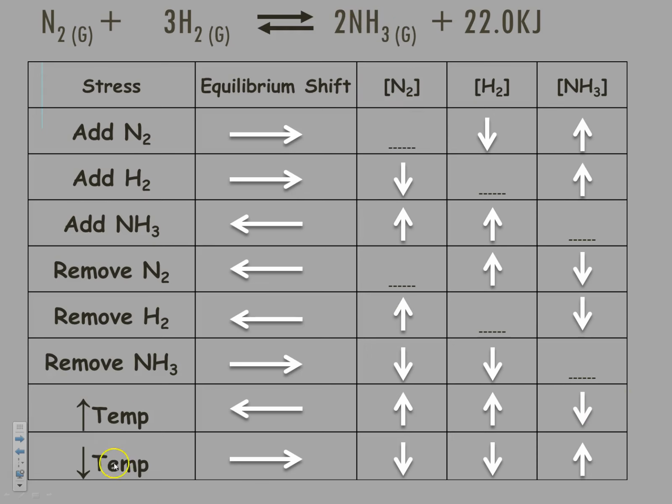And then if you reduce temperature, it's just the opposite logic. If you're removing heat, it's going to try and replace the heat that you're removing, so it's going to try and go to the side of the reaction where heat is coming off. Okay, and if it does that, then it's going to be going right, which means the amount of N2 and H2 are going to be going down. The amount of NH3 is going to be going up.